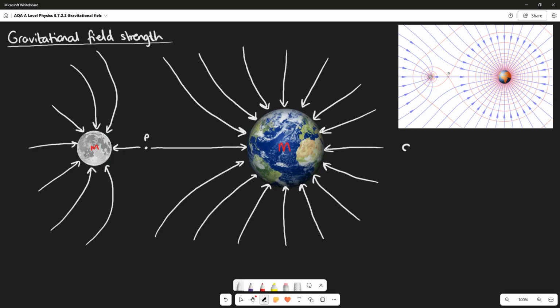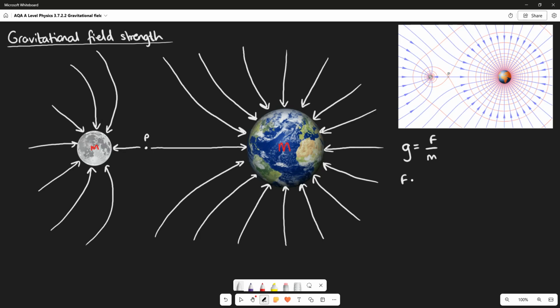Now you have known gravitational field strength as little g so far. It has the units of newtons per kilogram, which is equivalent to meters per second squared. And previously, for example in projectiles, you've treated this as an acceleration. It is an acceleration, but it is also gravitational field strength. And it is equal to F over m.